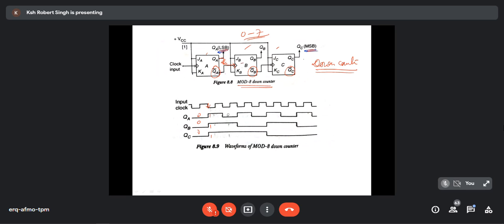I will not analyze it, it will take time. With your understanding, you analyze it. It is a down counter. Can you understand? If you have any problem, you ask me anytime. I will not explain this one, it is very similar to your up counter. You can analyze at home. It is actually going to count down.